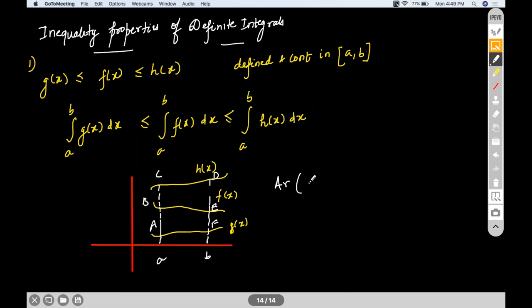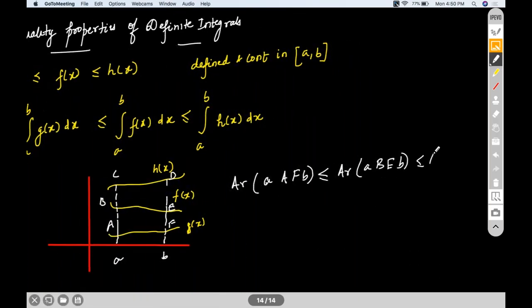Let me name this curvilinear structure as A, C, D, B. That would be higher. In fact, let me start from the lower order. Area of A, F, B would be lesser than or equal to area of A, B, E, B. And this in turn will be lesser than the area of A, C, D, B. Okay.